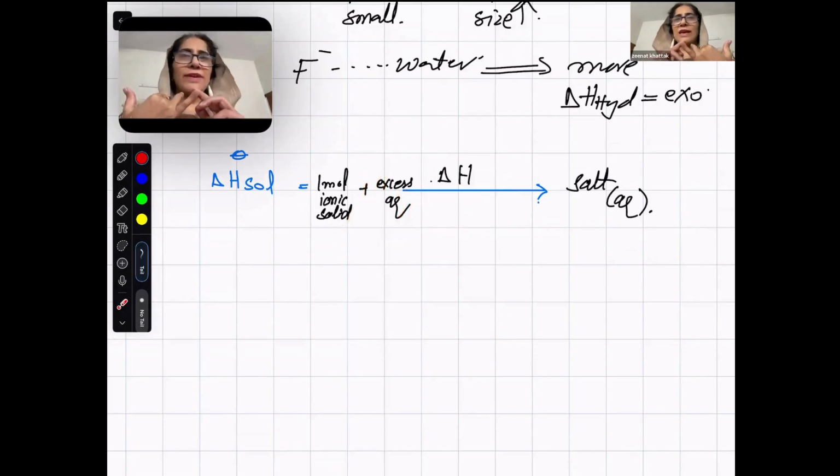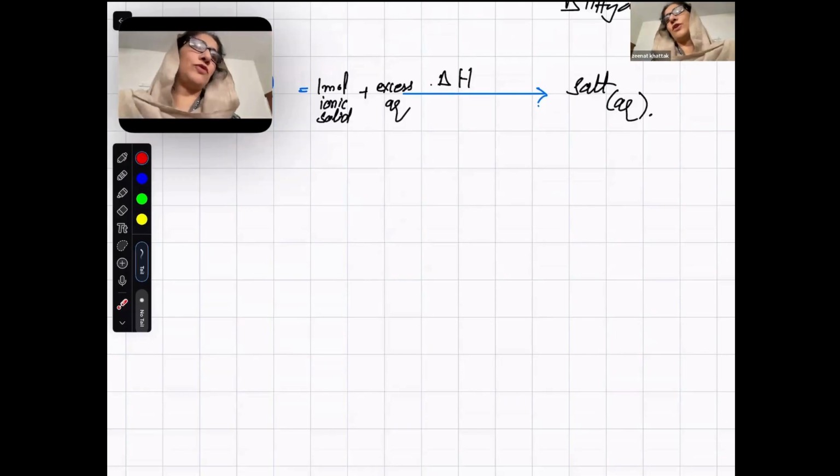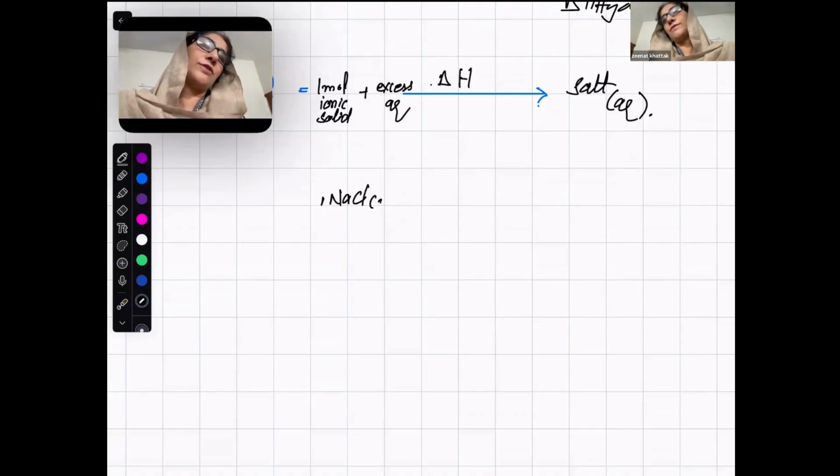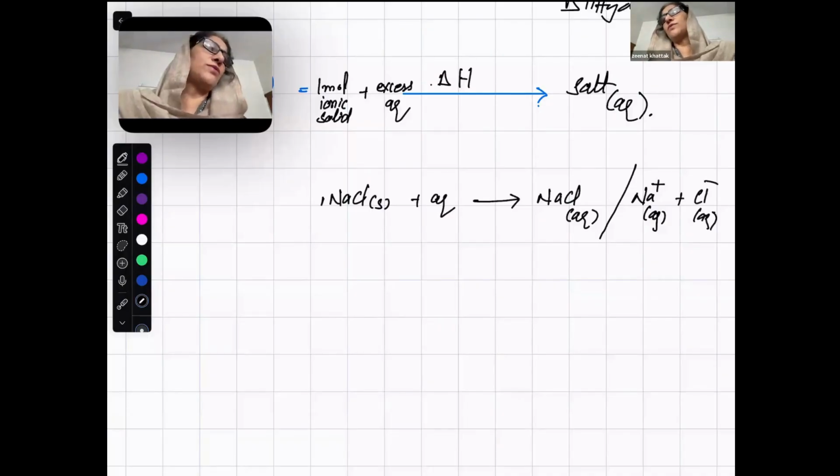Enthalpy change measured when 1 mole of gaseous ions dissolved in excess water is called hydration. Enthalpy change measured when 1 mole of ionic solid is dissolved in excess water is called what? Enthalpy change of solution. Now, suppose you have 1 mole NaCl solid. You dissolve this in excess water, it becomes NaCl aqueous. And you can even write it this way: Na plus separate and Cl negative, it's up to you.